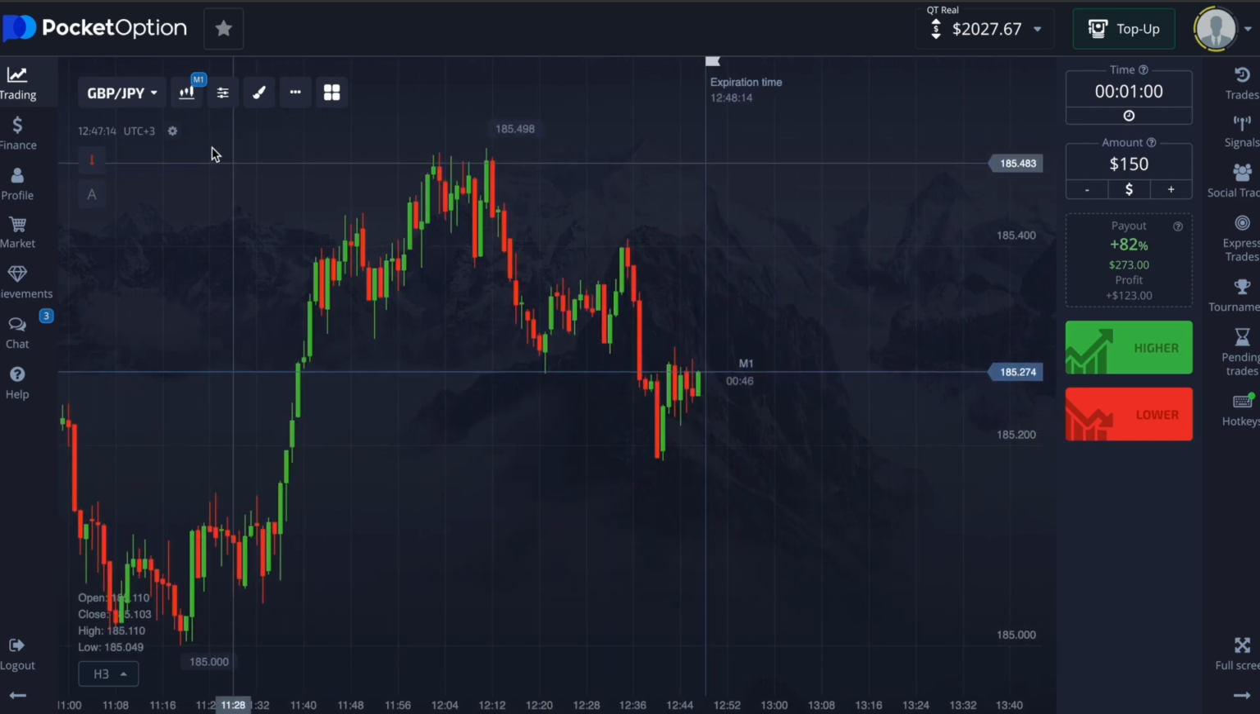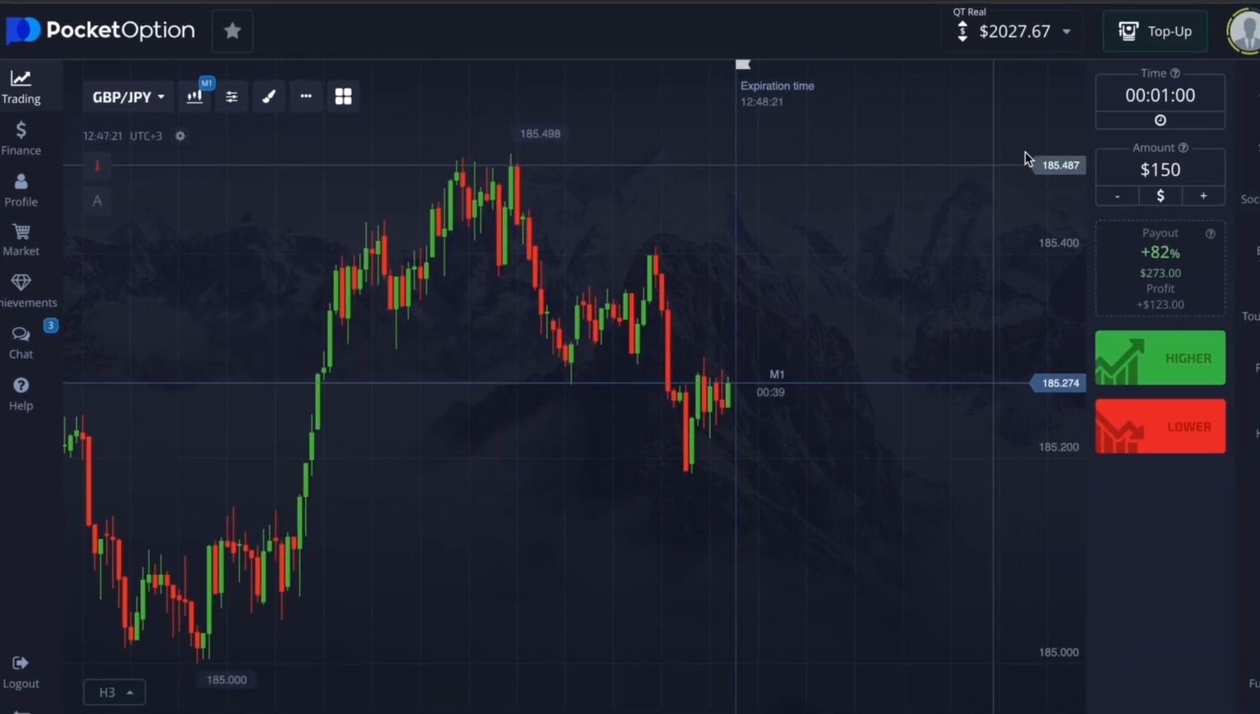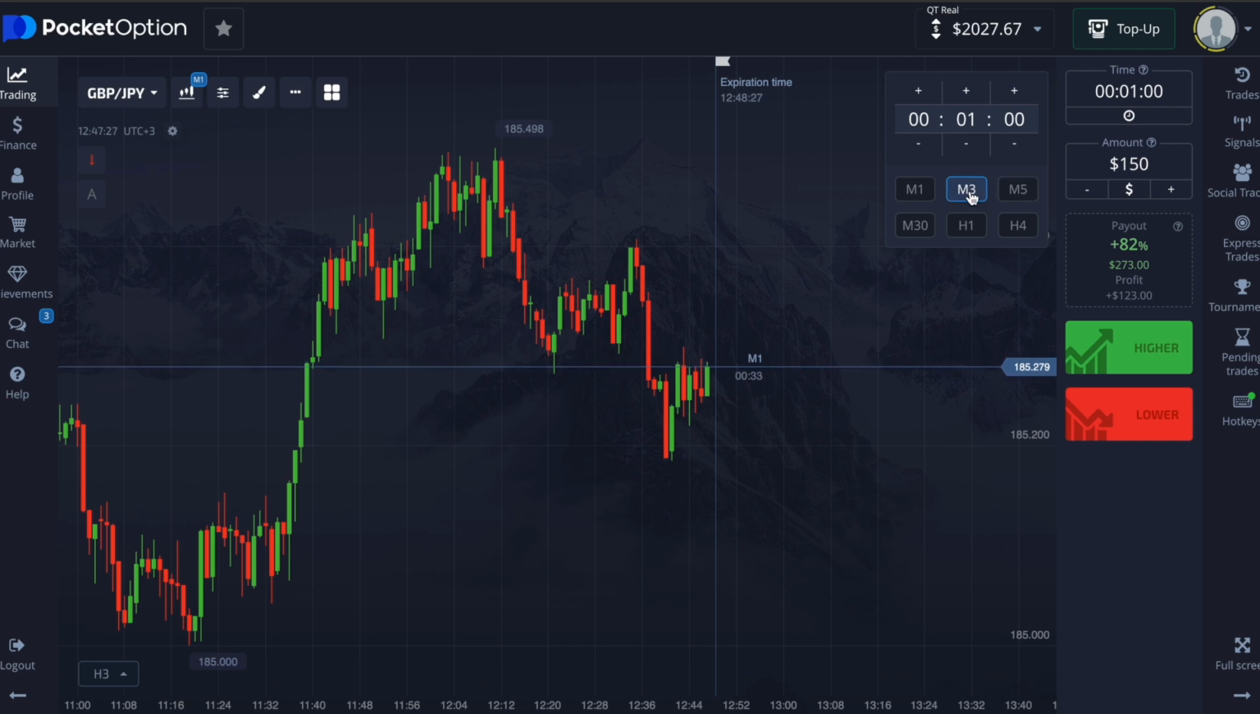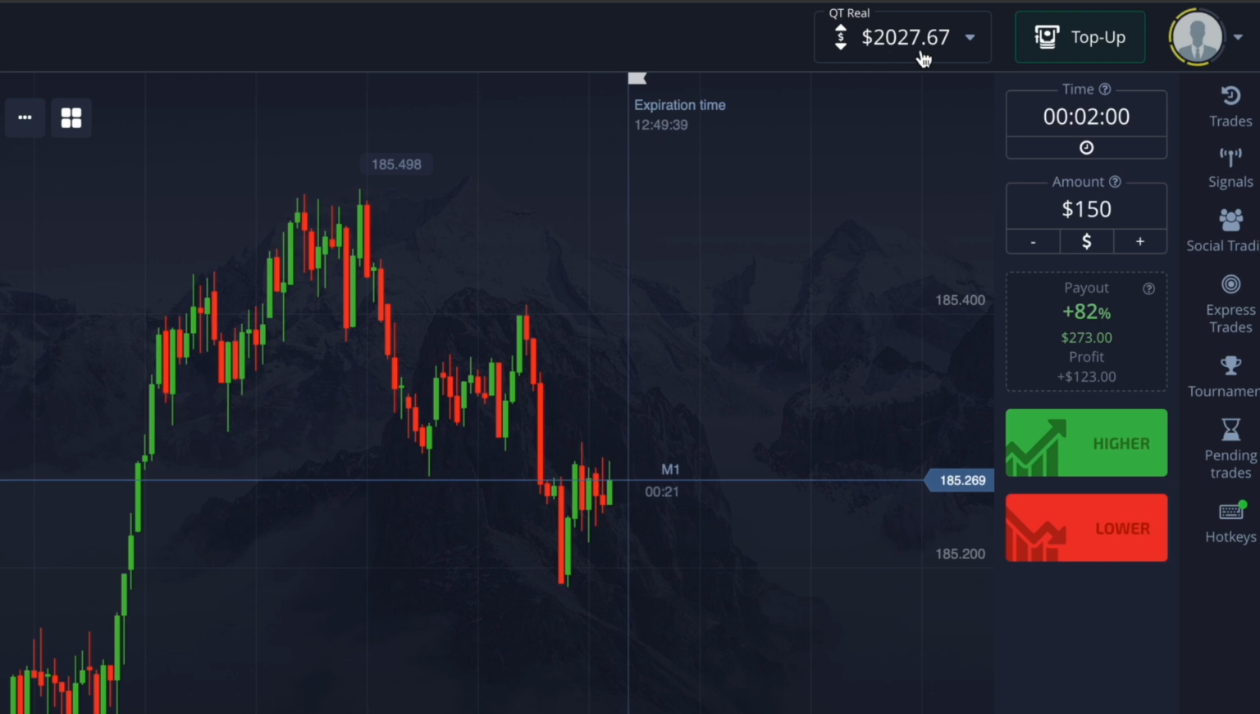Depending on the strategy, I will use time frames of 30 seconds, 1 minute, and 5 minutes, with trade durations of 5 minutes, 3 minutes, and 2 minutes. My balance is currently $2,027, and we are getting started.